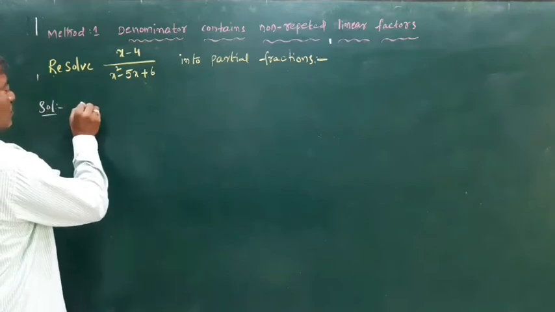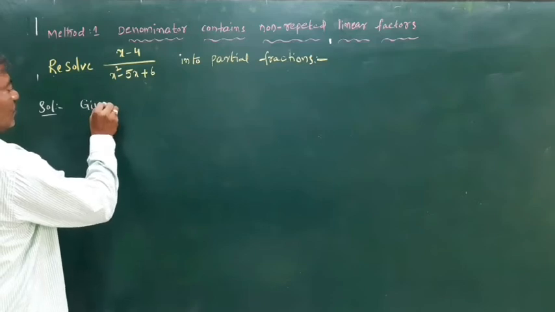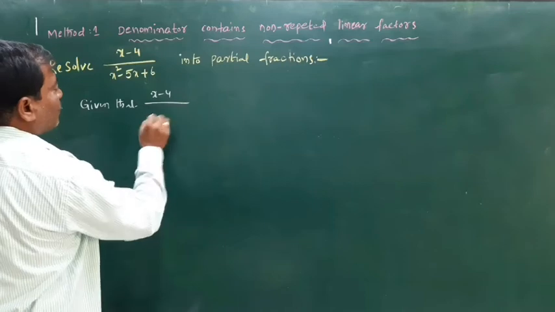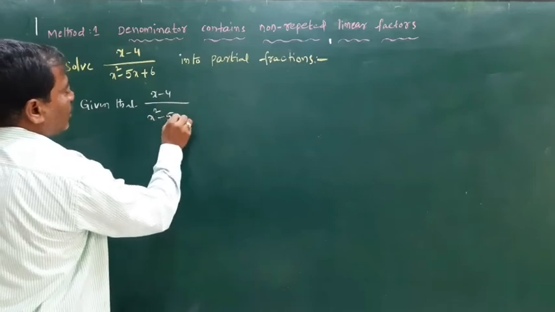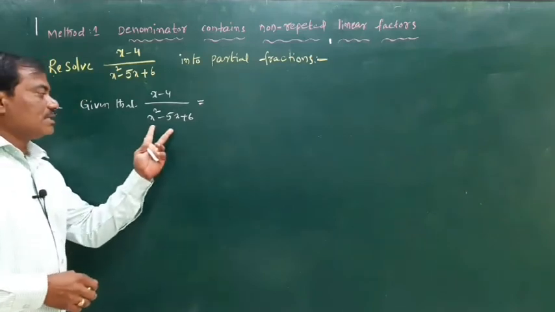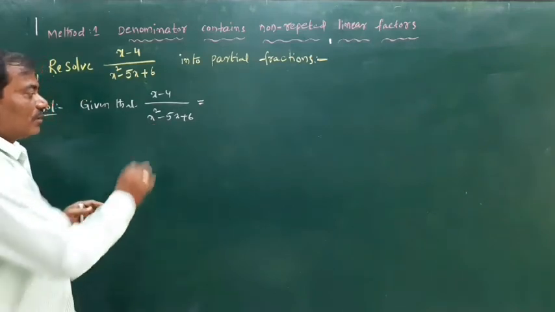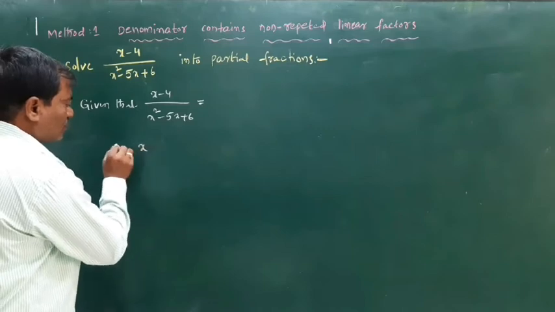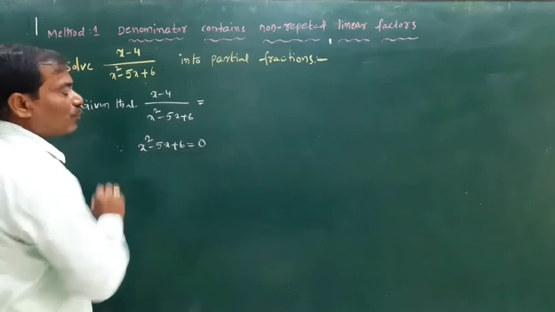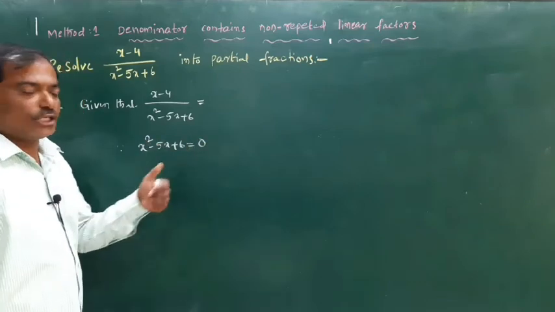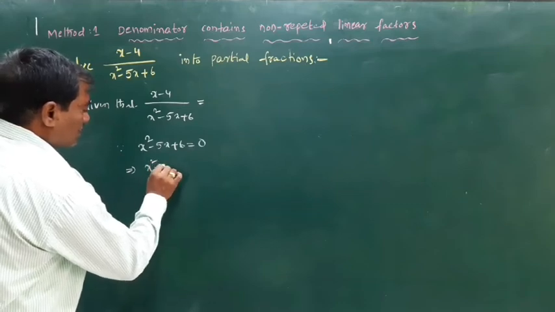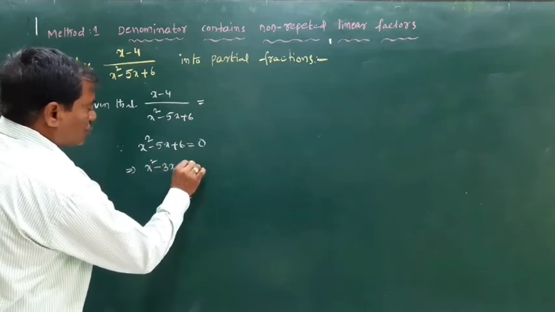Now given that (x minus 4) by (x square minus 5x plus 6). But here this g of x is a second degree polynomial. Now we decompose this one. Now since x square minus 5x plus 6 is equated to 0, we have to write this as x square minus 3x minus 2x plus 6.